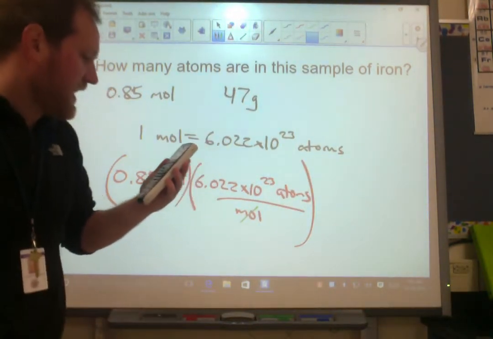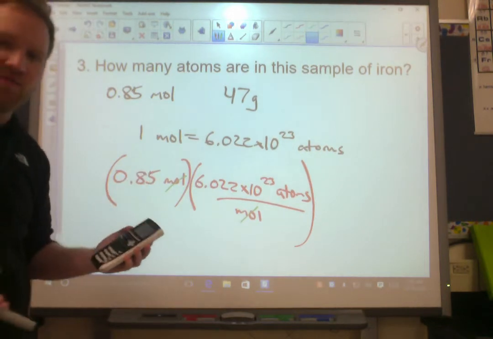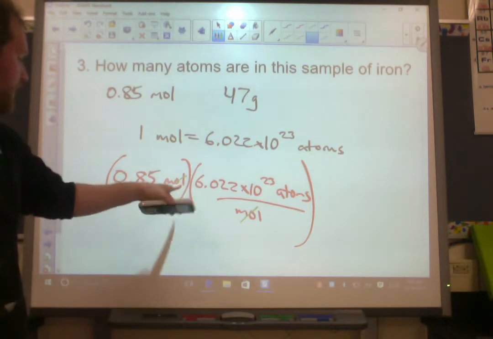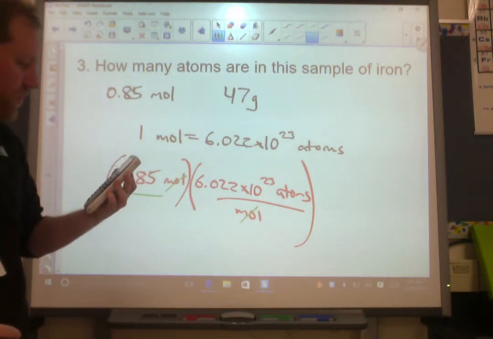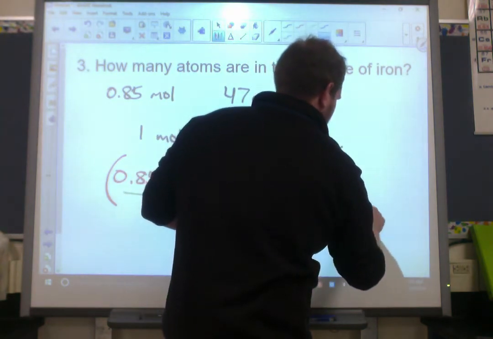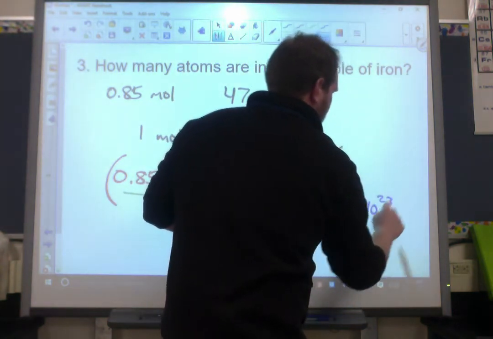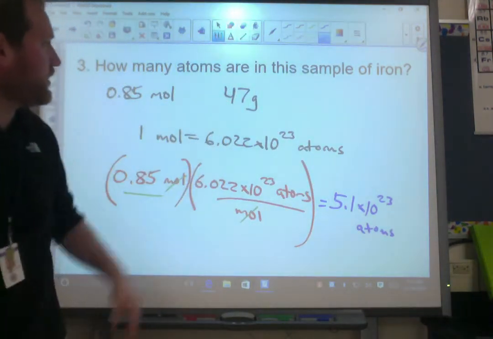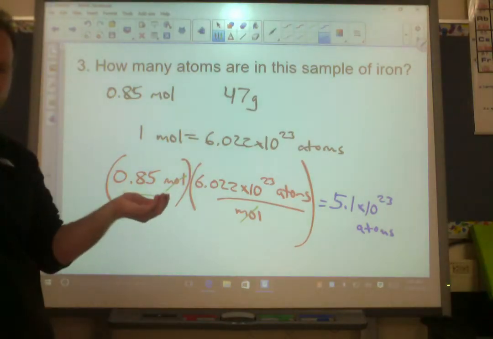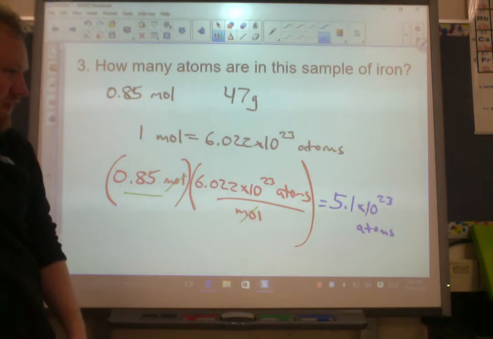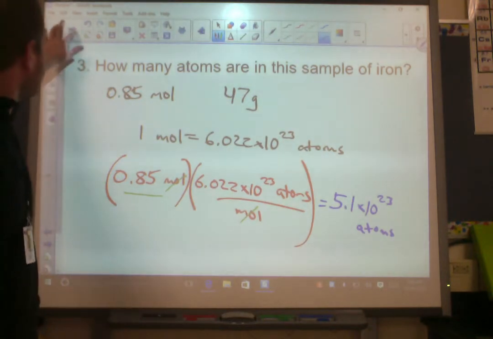5.1187 E23. That E means times 10 to the. So with 2 sig figs here, I'm going to say 5.1 times 10 to the 23rd. And my unit is atoms. Okay, so if you have a 47-gram sample of iron, a little tiny piece of iron, that's how many atoms you have. 5.1 times 10 to the 23rd, which is really like a 5 followed by 23 zeros.